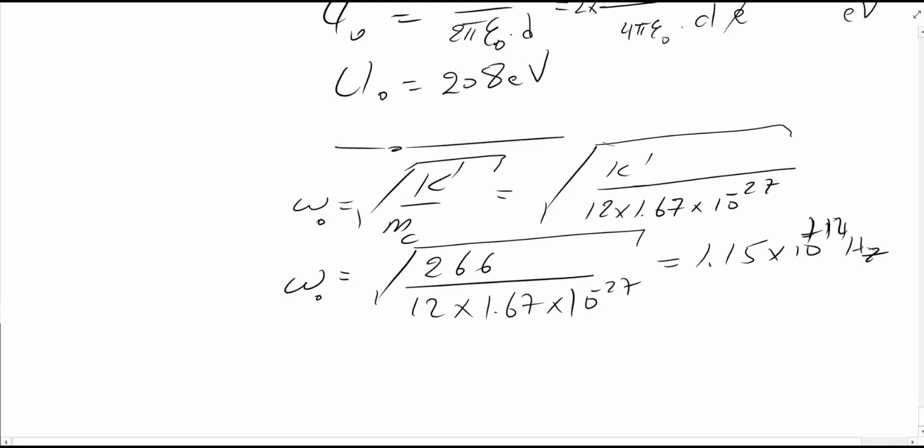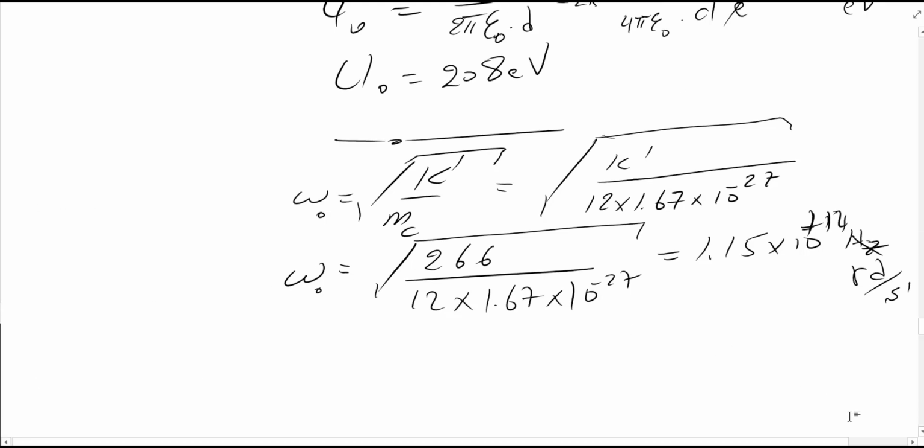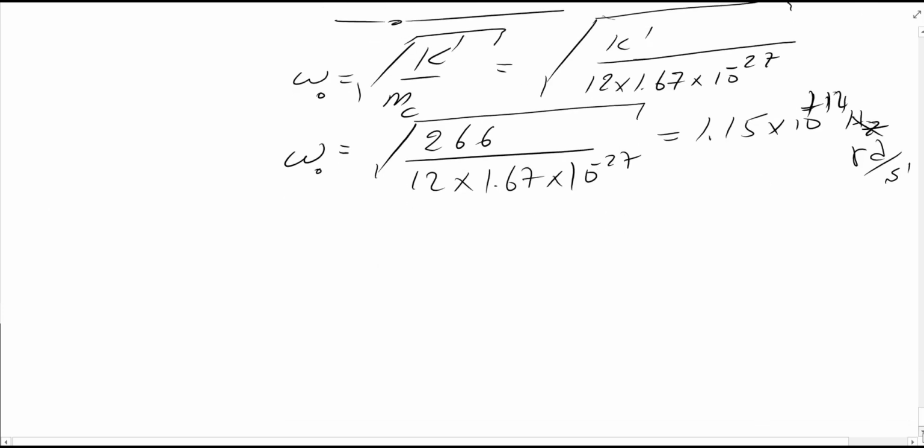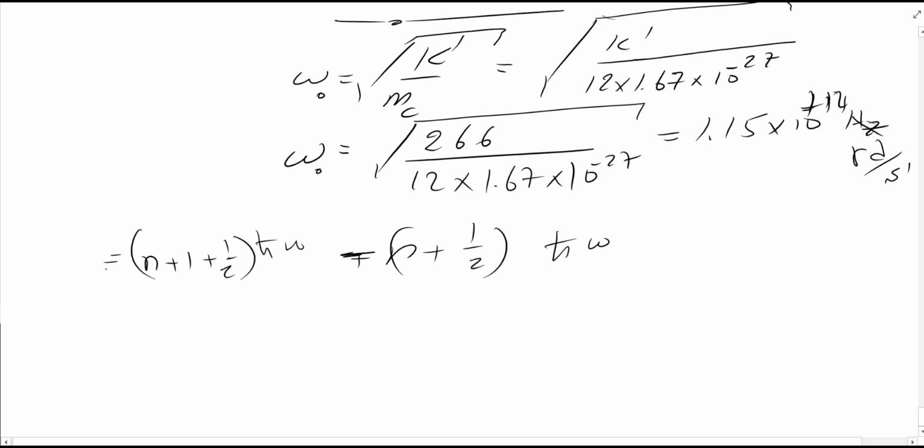I'm sorry, radians per second. This is an omega, not the frequency. Okay, so we have omega. So now all we have to do is find the energy gap between the levels. If you remember from the lecture, one level is n plus 1/2 times h bar omega. The next level is n plus 1 plus 1/2 times h bar omega. So if I subtract the two, this must give me the energy gap between these two next levels. So it's going to be h bar omega.